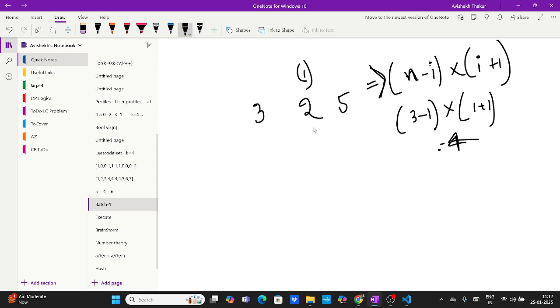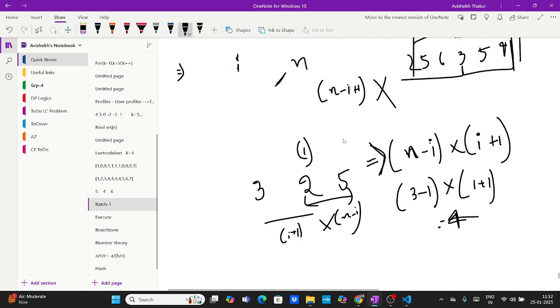This is the I position, right? N minus I means this much, and I plus 1 means this much. So if I do the multiplication, each one of them will become a pair, I mean, a pair from the range. So there are four.